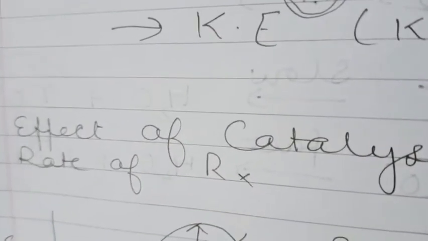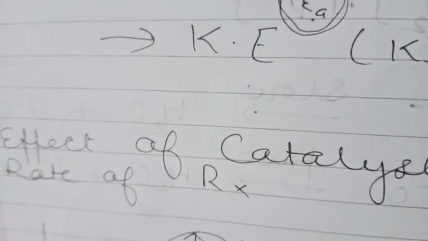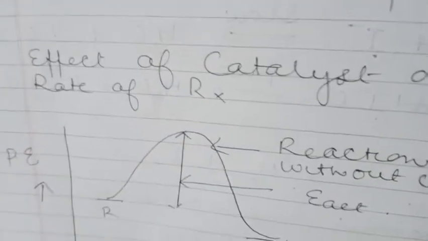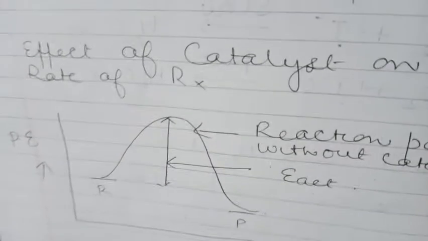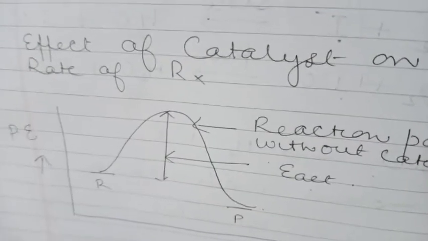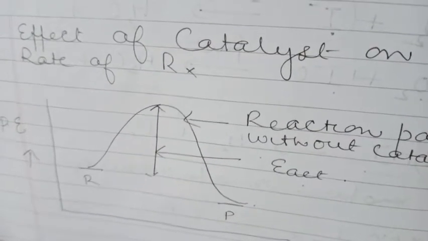Catalyst is a substance which generally alters the rate of reaction without itself undergoing any chemical change at the end of reaction. कैटलिस्ट वो सब्सटेंस है जो रेट ऑफ रिएक्शन को चेंज करेगा और एंड में रीजनरेट हो जाएगा.